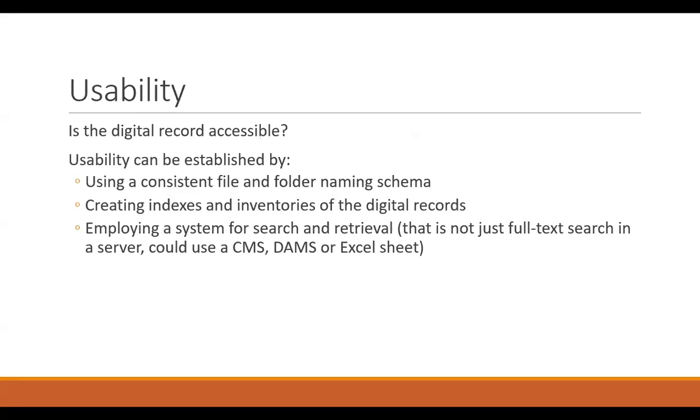And last is usability. Is the digital record accessible? Usability can be established by using a consistent file and folder naming scheme, creating indexes and inventories of the digital records, employing a system for search and retrieval. That's not just full text search in a search box. And for this you could use a collection management software, digital asset management system, or even just an Excel spreadsheet.